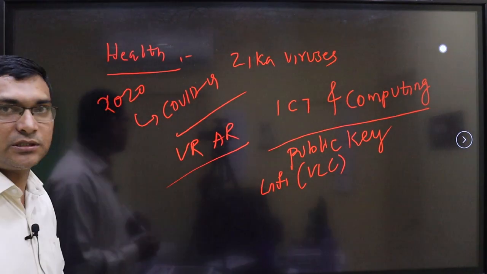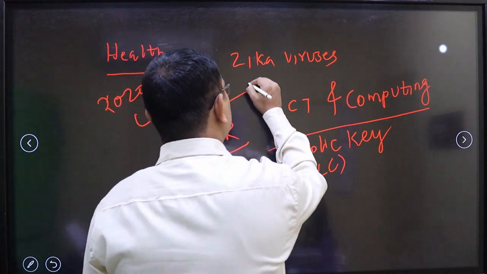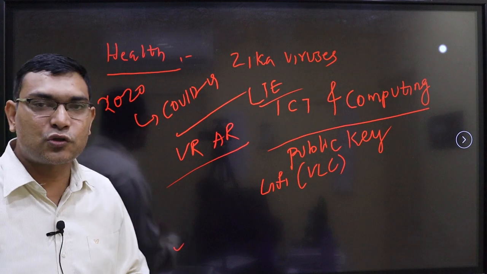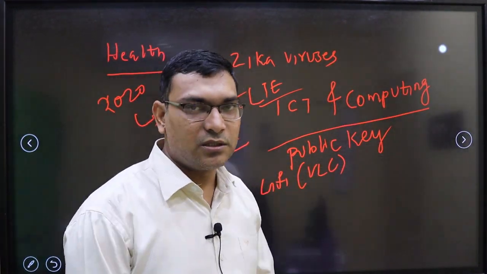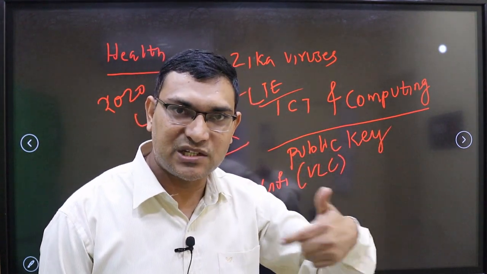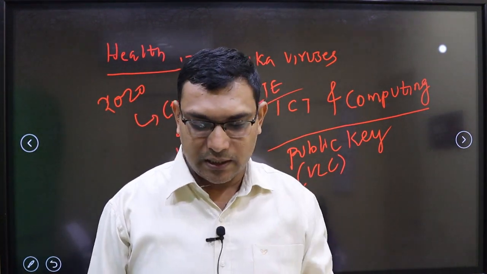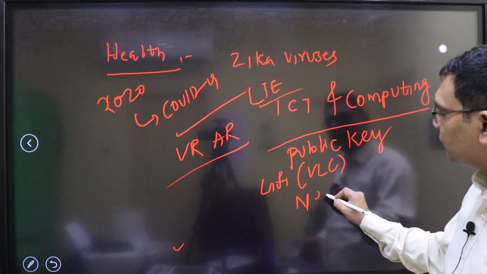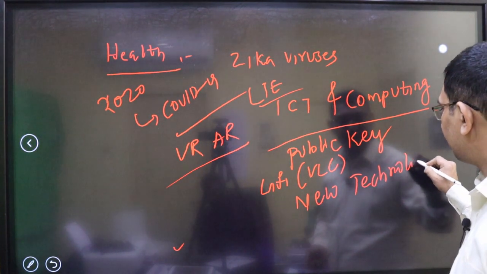In 2019 there was a question too. They asked about LTE. They asked so many questions. On supercomputers in 2019, they asked about the fastest supercomputer. So in ICT and computing, for the last 4 or 5 years, questions have been coming from these areas and playing a very crucial role. Then new technologies too, whatever new technologies come in the news, also play an important role, right?